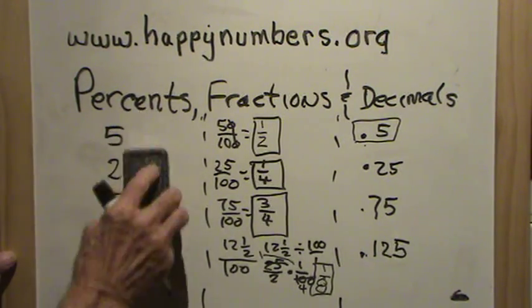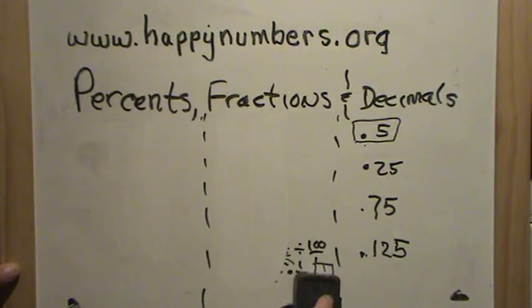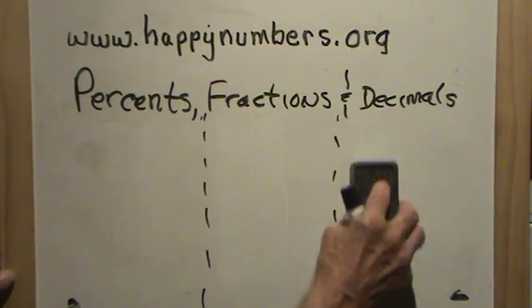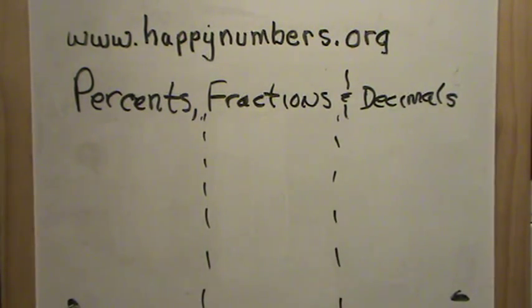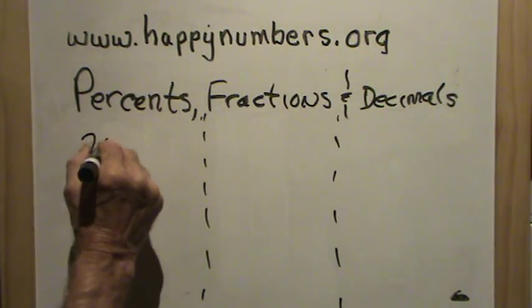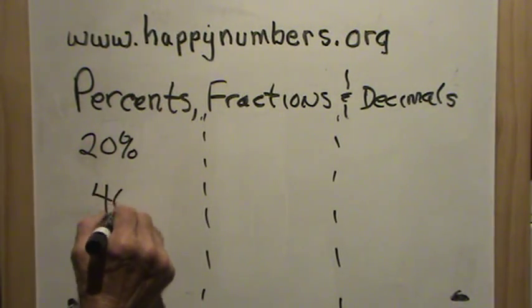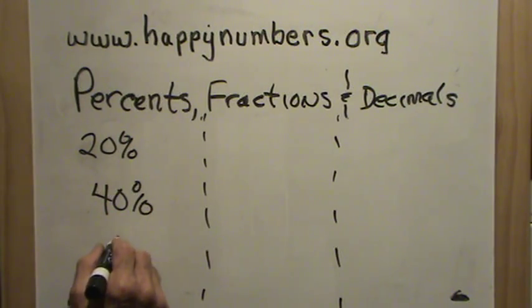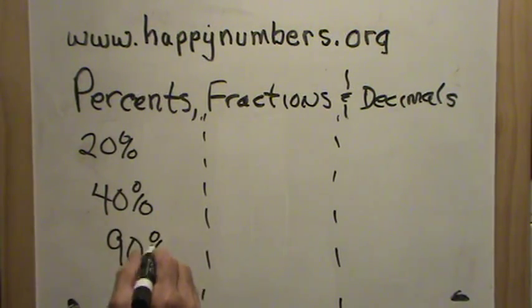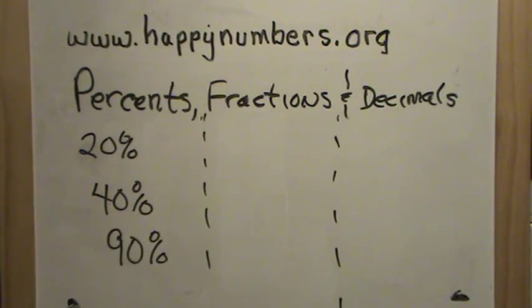Okay, so I'm going to put some problems up for you to do. And you can put the video on hold or pause. Let's see, I'll give it to you in percents. 20%, 40%, and 90%. You change those to fractions and to decimals. Okay, put the video or DVD on pause, work the problems, and then turn it back on again.